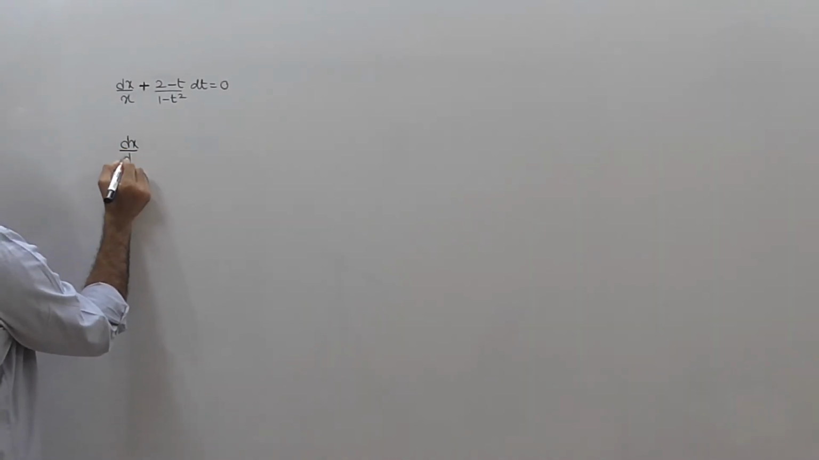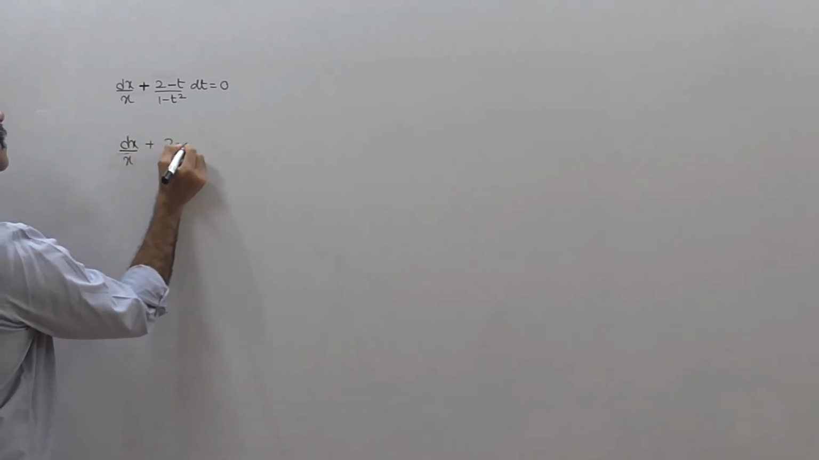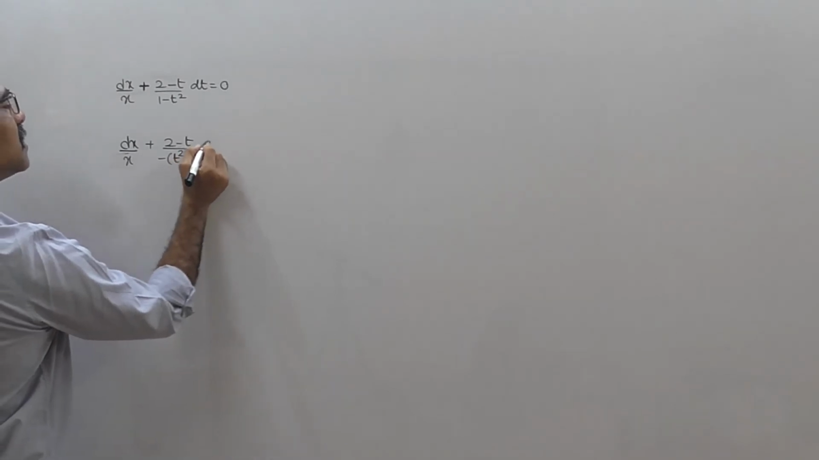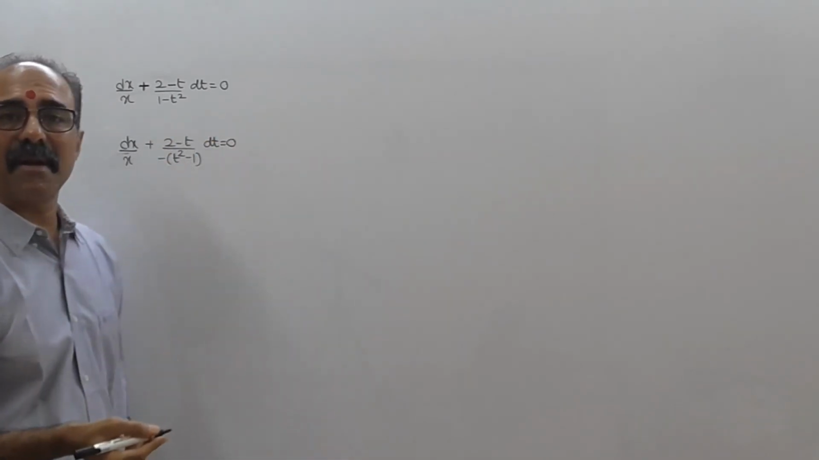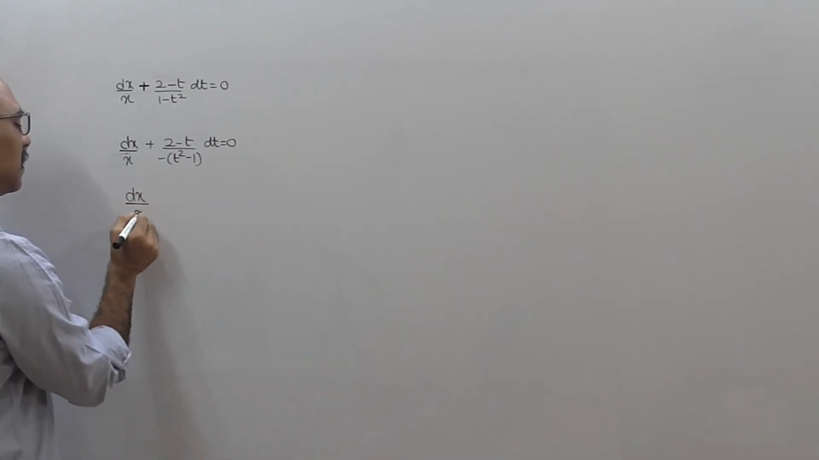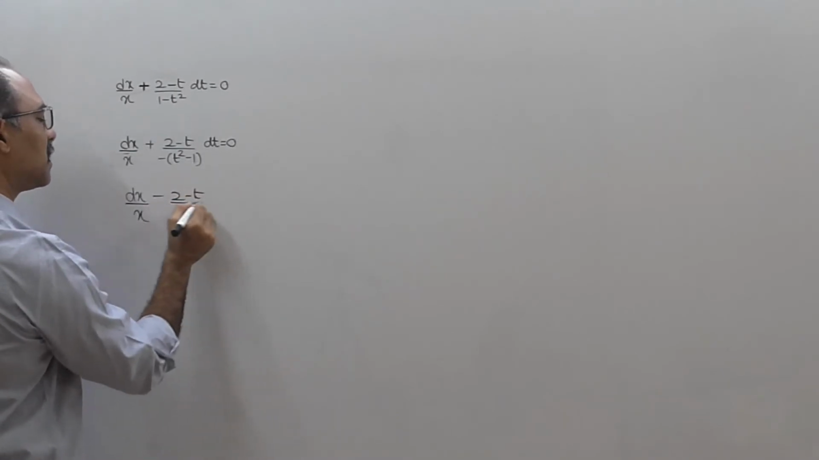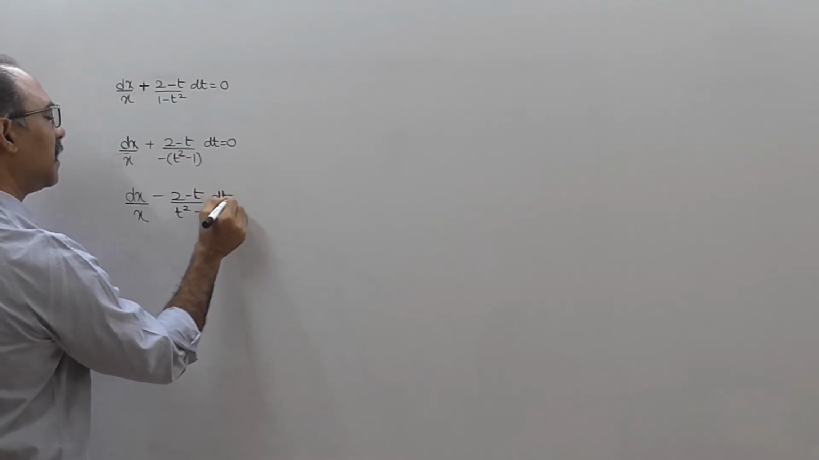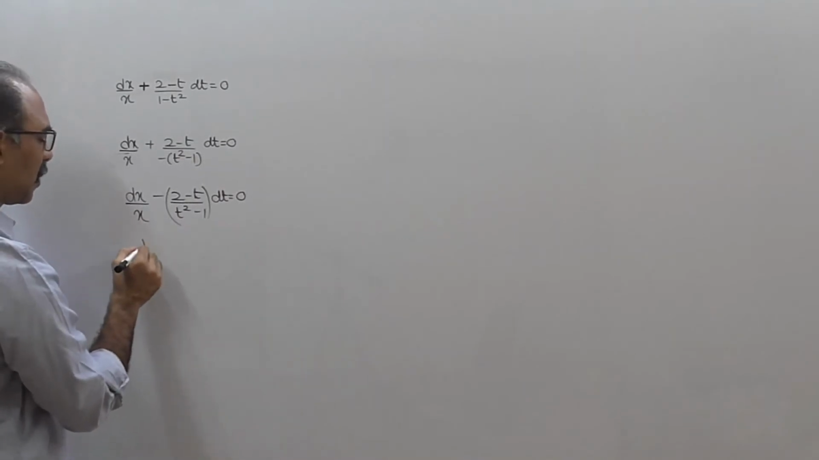I'll say that dx upon x plus 2 minus t, take minus common, write this as t square minus 1 dt equal to 0, because t square minus 1 we can write as t plus 1 into t minus 1. So we get dx upon x, plus into minus will become minus, 2 minus t upon t square minus 1 dt equal to 0. एक काम करो, इसको राइट में रखो तो इजी पड़ेगा सॉल्व करने को.